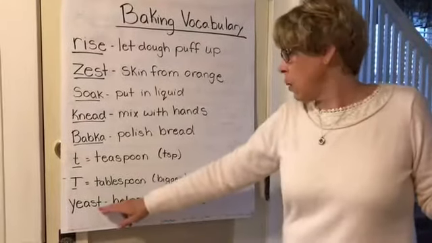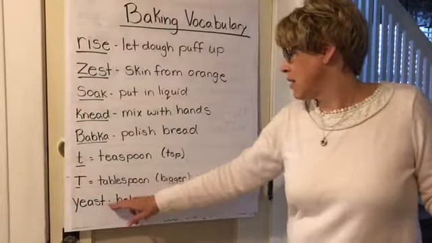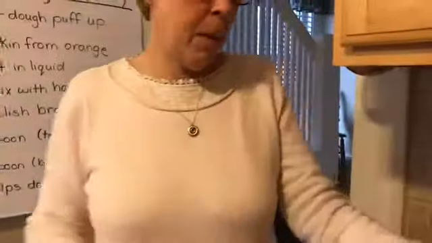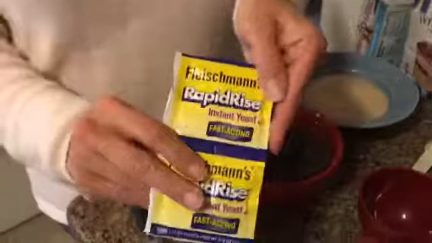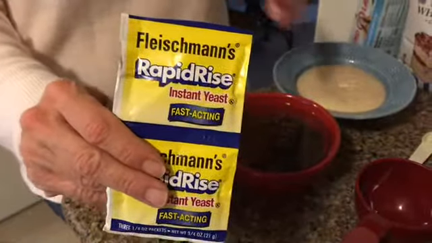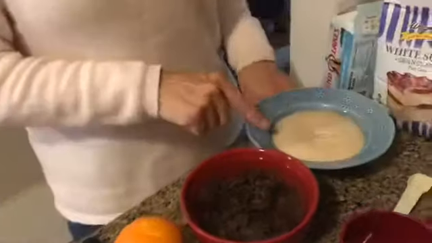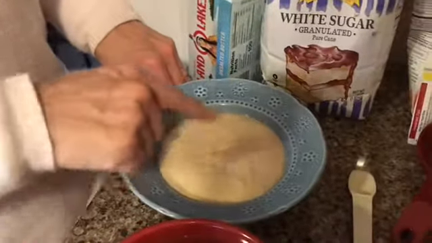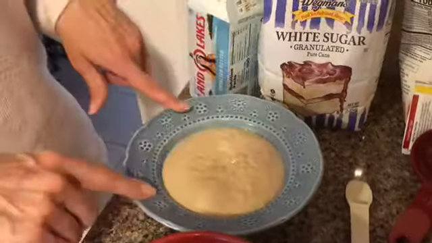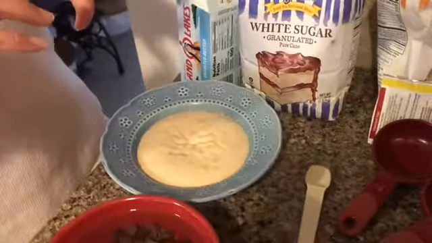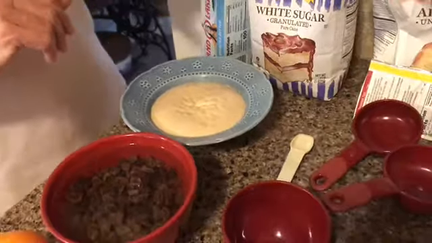And the last word I want to teach you is the word yeast. Yeast helps dough rise, and I have a package of it right here. So whenever you make bread or pizza dough or donuts, you need to use yeast. And if you look over here, I have it in a bowl. You put it with some water and some sugar, and you know it's working when it starts to puff up. If you make bread that doesn't puff up, it's going to be like eating a rock, and nobody wants that.